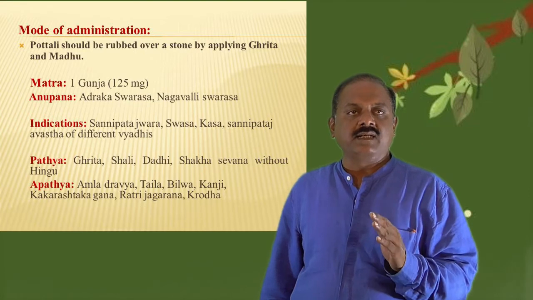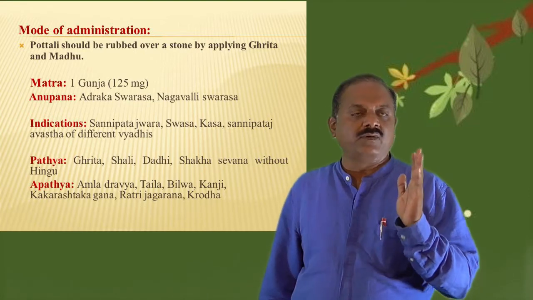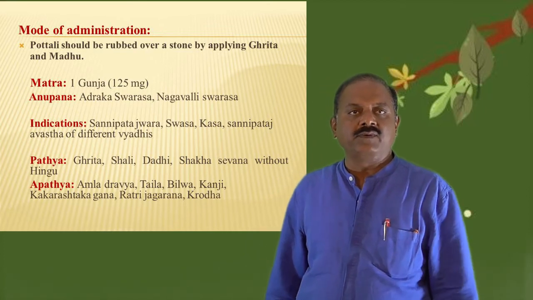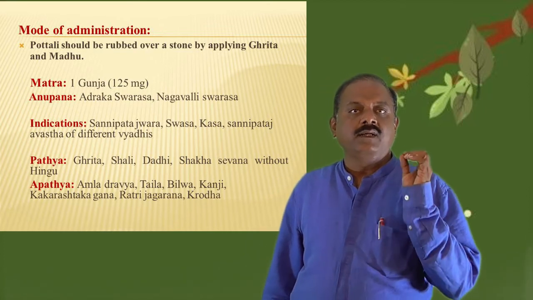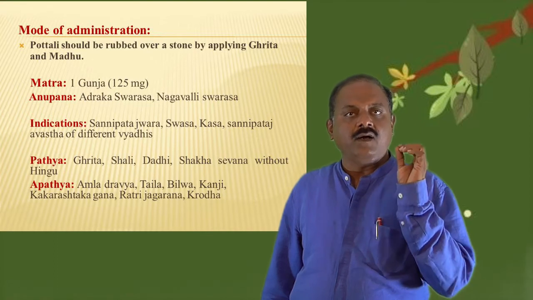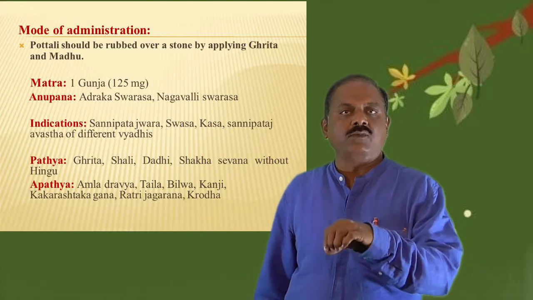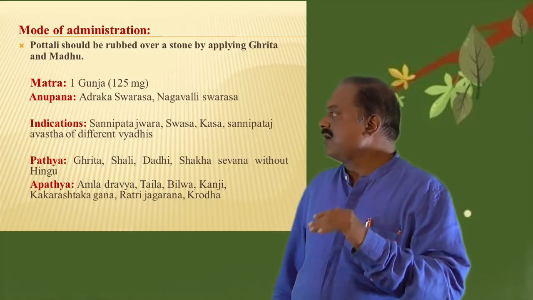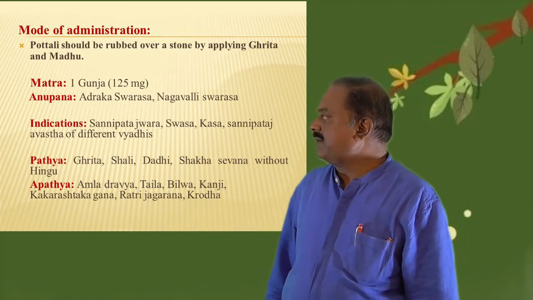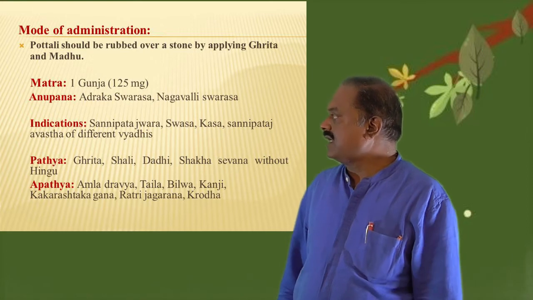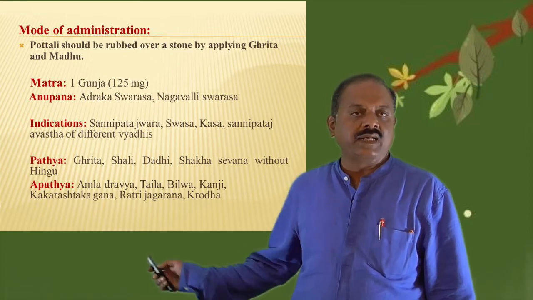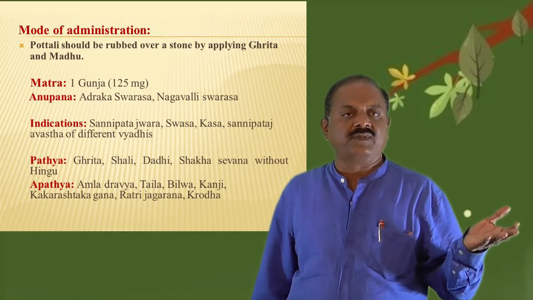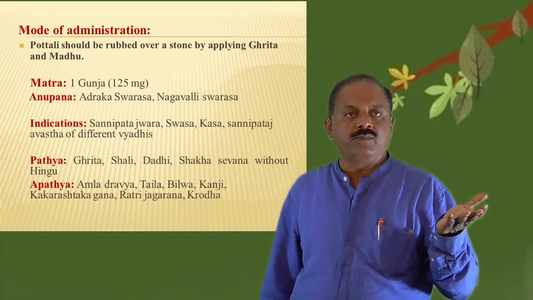Mode of administration is very important whenever we use the Pottali from a therapeutic point of view. It is rubbed over a stone by applying Ghrita and Madhu, and the matra is 1 gunja, 125 milligrams. Anupana is Ardraka Swarasa or Nagavalli Swarasa, and based on the yukti of the physician, we can change the Anupana also.